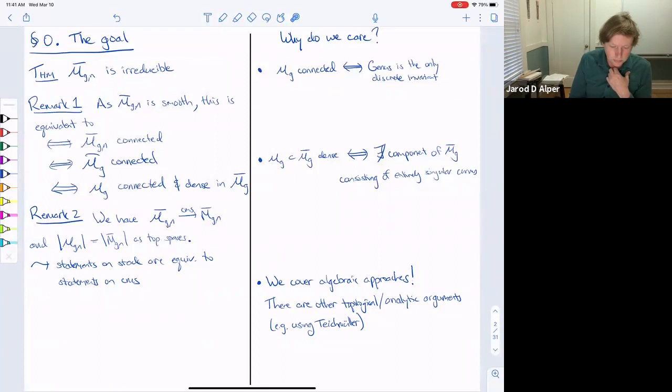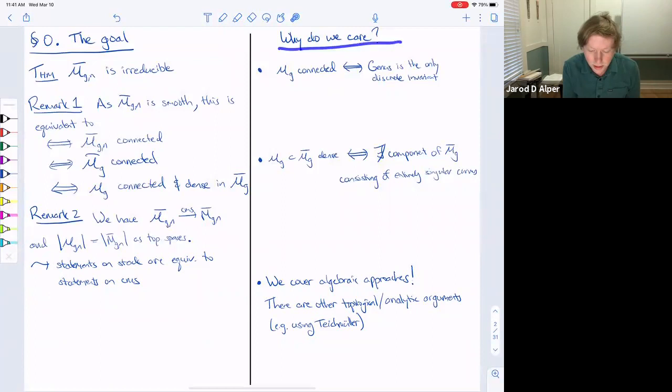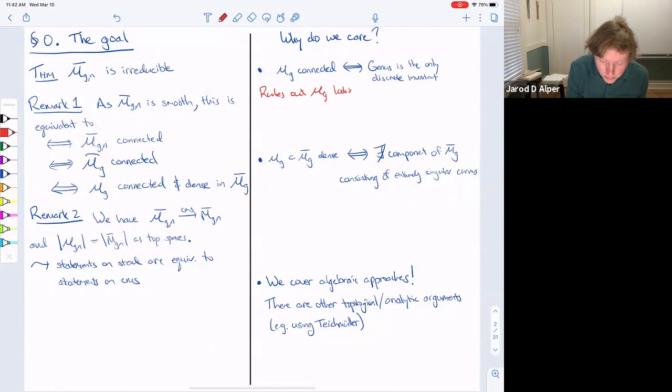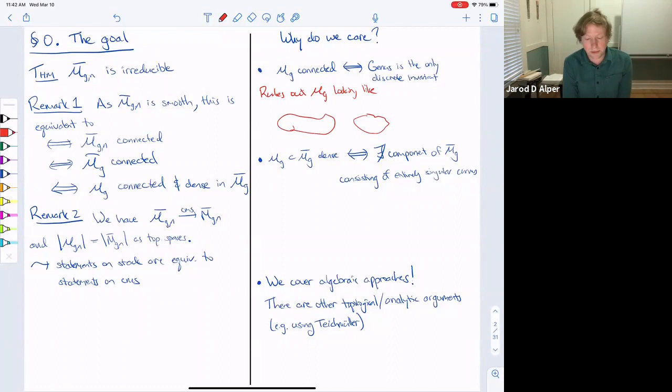Over here, I wanted to emphasize why we care. To me, this is one of the most important results in the moduli theory of curves, because it tells us that because MG is connected, the genus is the only discrete invariant. This is obvious, but it rules out NG having multiple components consisting of smooth curves. In the very beginning, the genus was our first invariant, and in the case of curves, you get lucky that it's the only invariant.